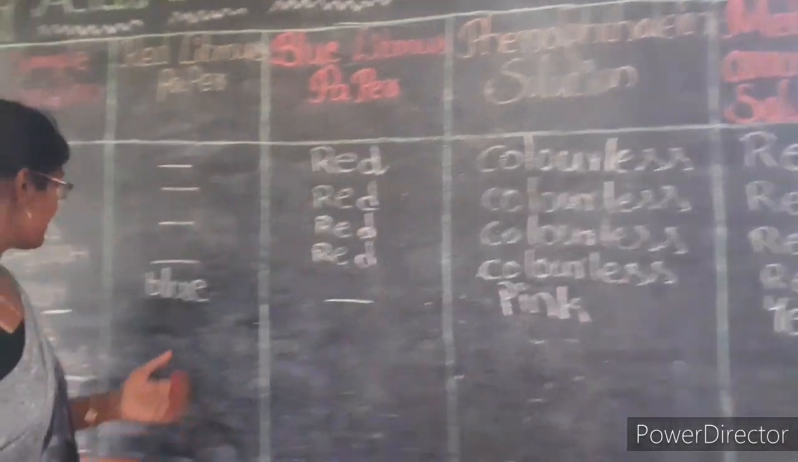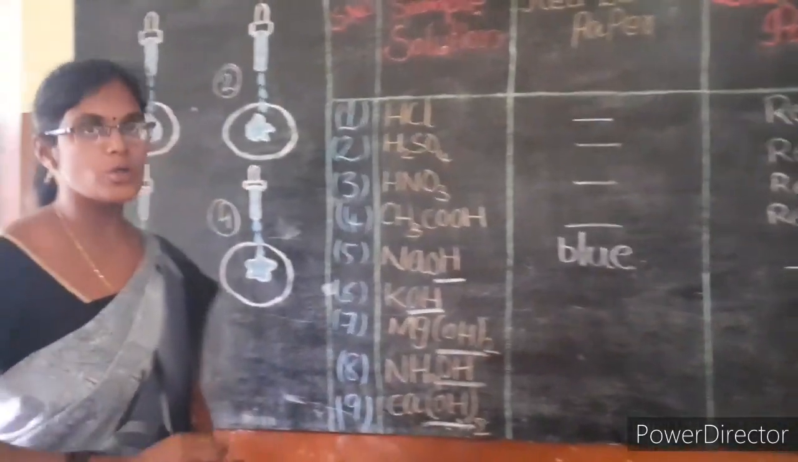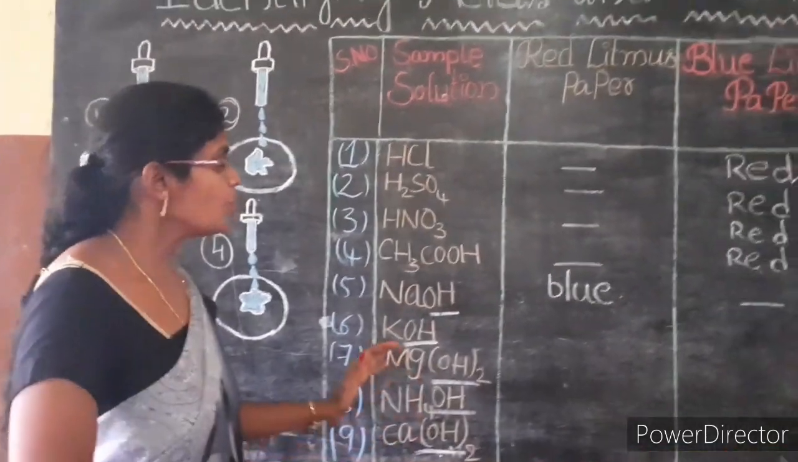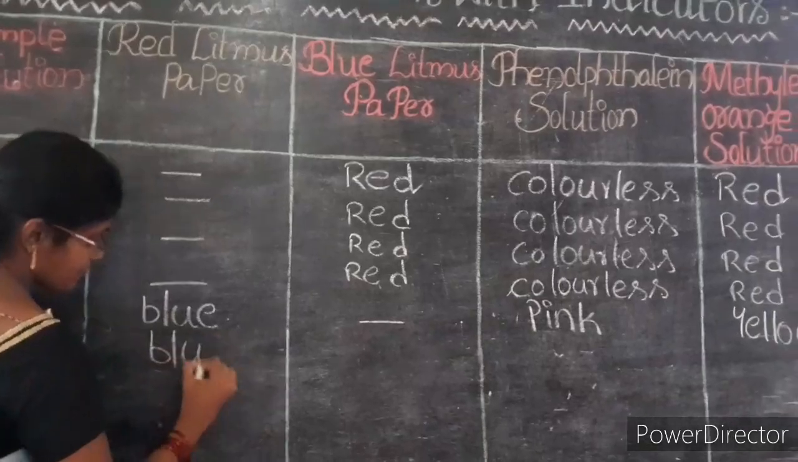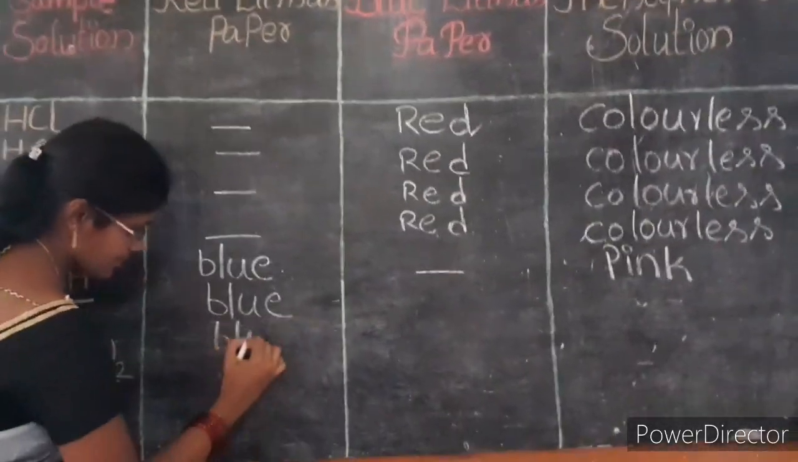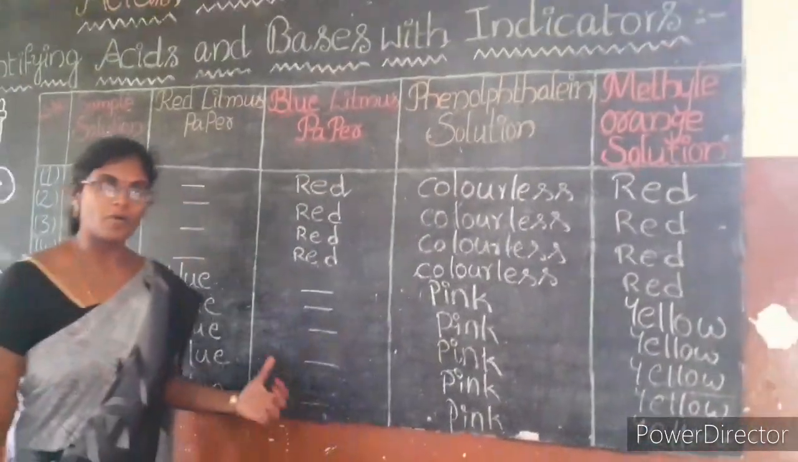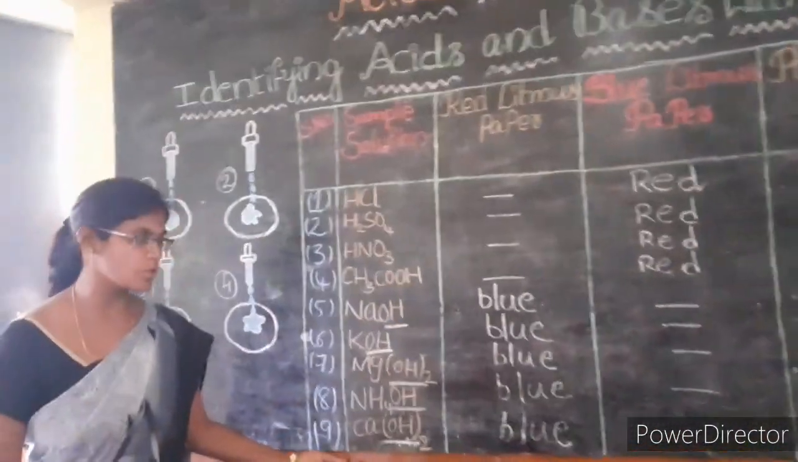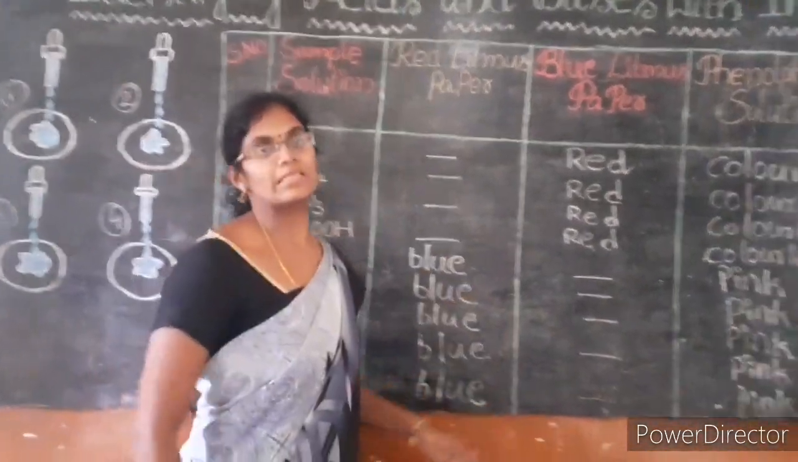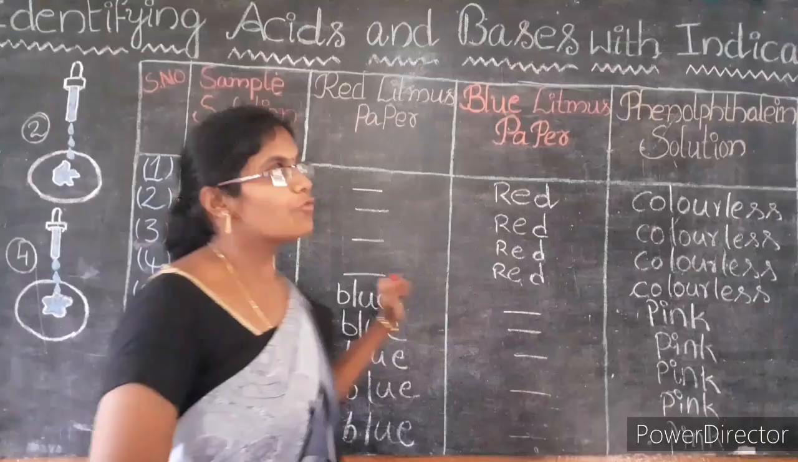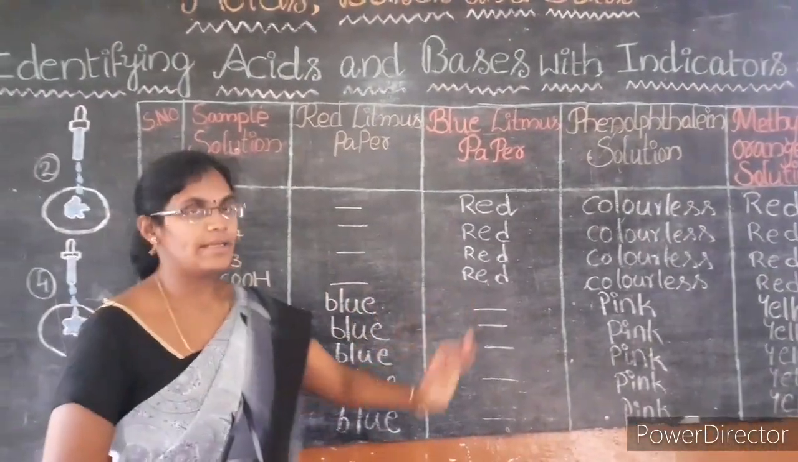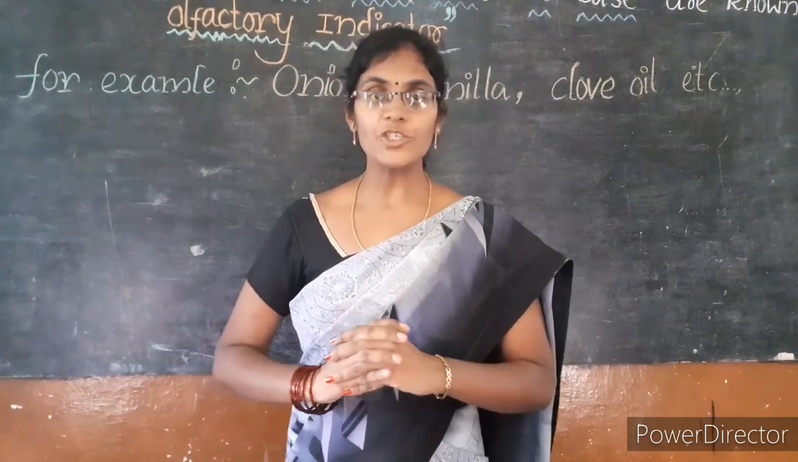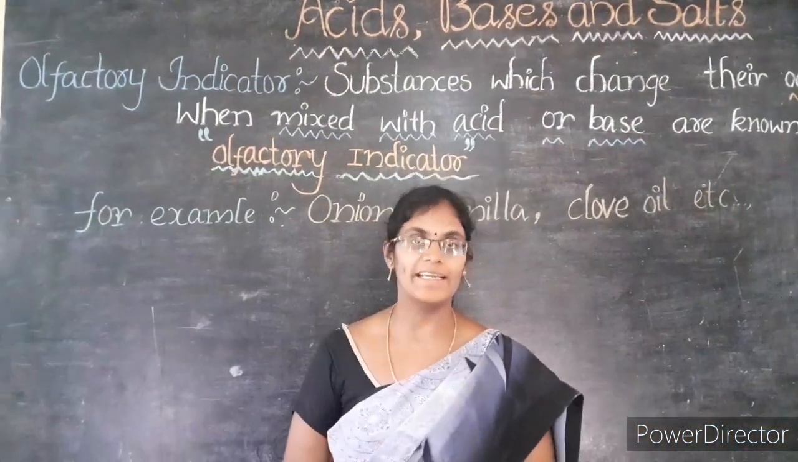Similarly, the remaining compounds are all bases, so we will get the same result for the remaining compounds also. In this way, we are identifying acids and bases with indicators. Children, our next topic is olfactory indicators.